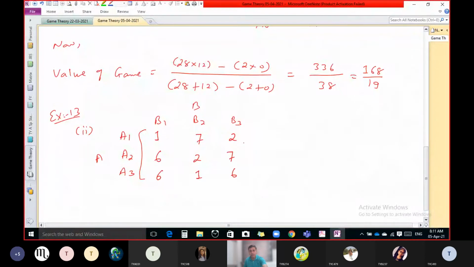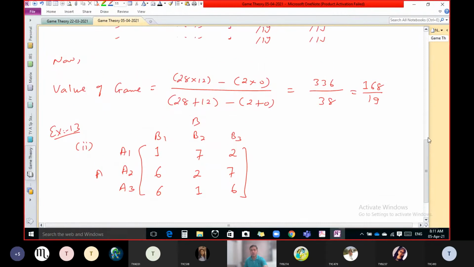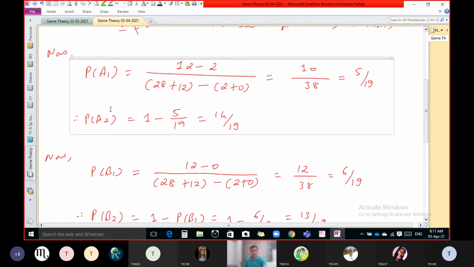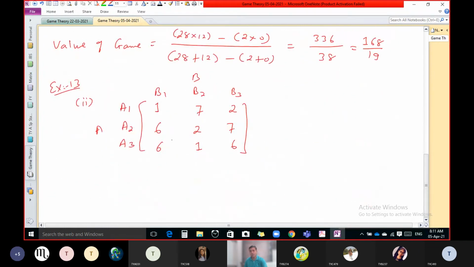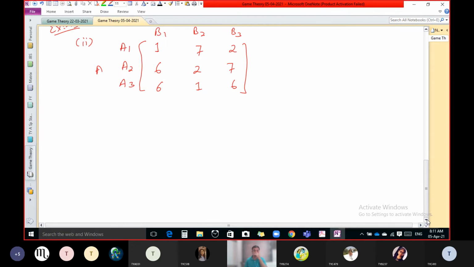Because it's 3 by 3, there is no formula available to find the probability directly like this. That is possible only when it is 2 by 2. So first of all, we have to use one simple rule of dominance, and convert this problem into 2 by 2. Now, how to convert it into 2 by 2?